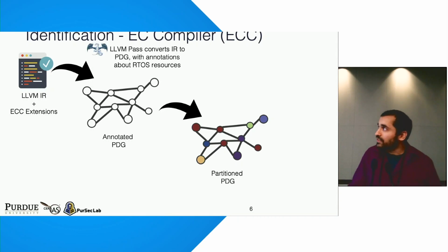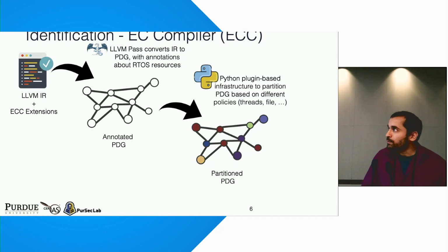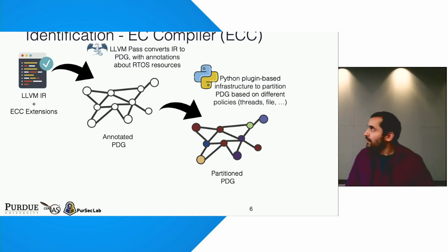This compiler has some extensions that converts to LLVM IR, and we have an LLVM pass that converts it to a PDG with annotations about RTOS resource usage. We export this annotated PDG to a Python plugin, and this Python plugin can partition the PDG based on any specification. It could partition the PDG based on threads. It can partition the PDG based on file usage. It can partition the PDG based on different components of the system.